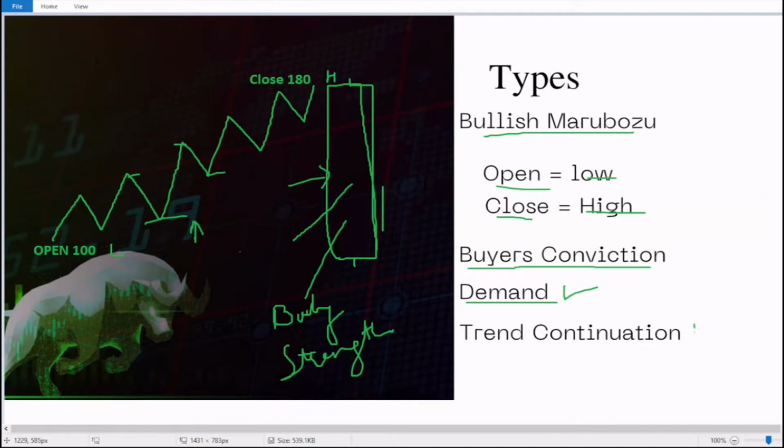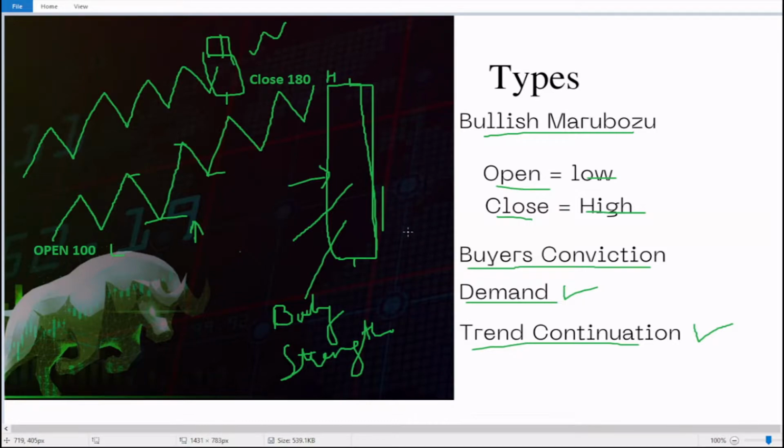Third, it also tells us that there is a trend continuation. Now, what do I mean by trend continuation? That the price was likely to go up or was going up, and then you have a Marabozu indicating that the price will further continue going upside. This shows a trend continuation in the candle. So these are the most important things.